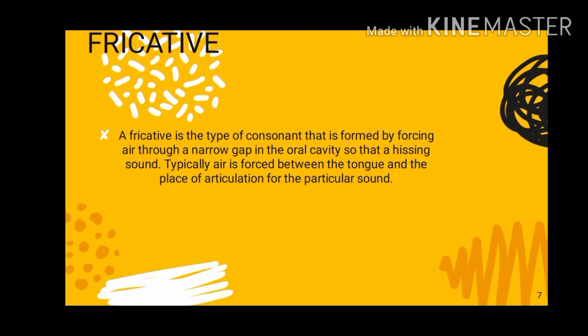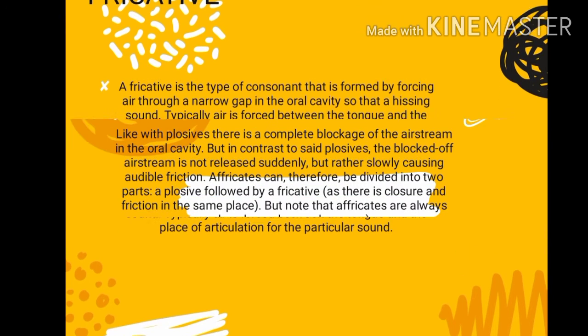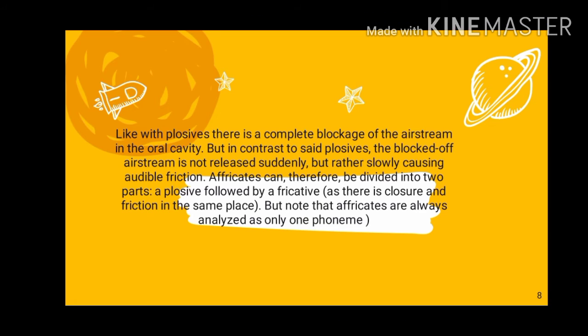Next, I would like to explain about fricative. A fricative is the type of consonant that is formed by forcing air through a narrow gap in the oral cavity so that a hissing sound is produced. Typically, air is forced between the tongue and the place of articulation for the particular sound. Like with plosive, there is a complete blockage of the airstream in the oral cavity. But in contrast to plosive, the blocked-off airstream is not released suddenly, but rather slowly, causing audible friction.